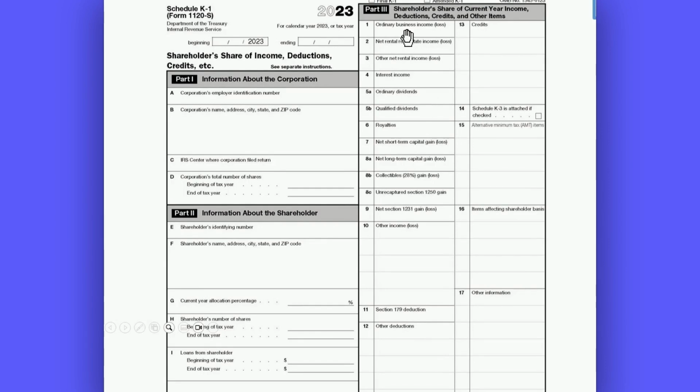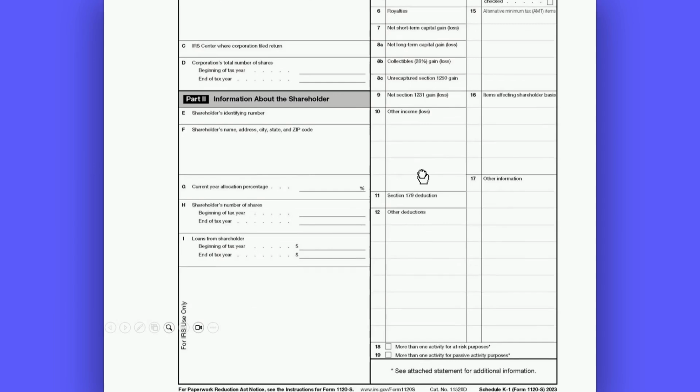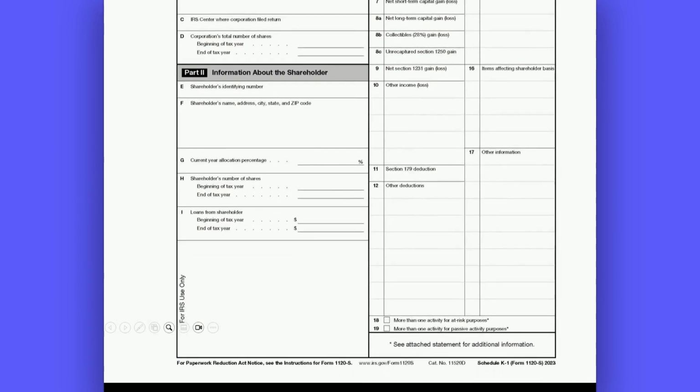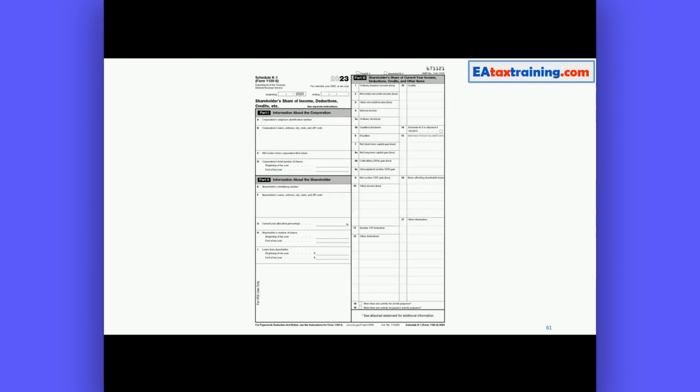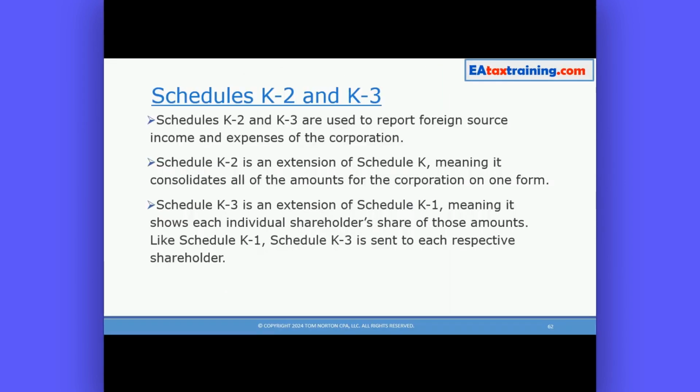So again, line 1, that is their share of the ordinary income from the corporation, and then all of the other different items and separately stated items that are flowing through from the corporation are going to show up here on their Schedule K1. Schedules K2 and K3, it's just like with a partnership. Remember, Schedule K2 is an extension of Schedule K, but it just shows the foreign source income and expenses. And then Schedule K3 is an extension of K1, showing each shareholder's distributive share of the foreign source income and expense items.